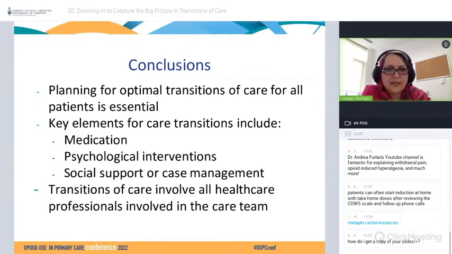As a conclusion, I want to say that every patient will benefit from optimal transition of care, and it's essential to receive it. Key elements of transition of care include medication, psychosocial intervention, case management and psychosocial support, and transition of care involves all healthcare professionals involved in the care team.